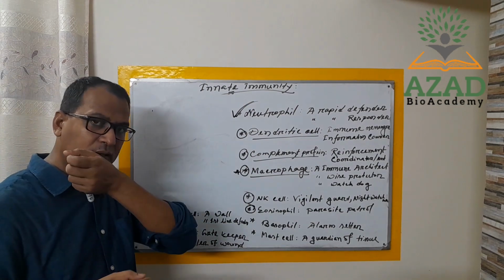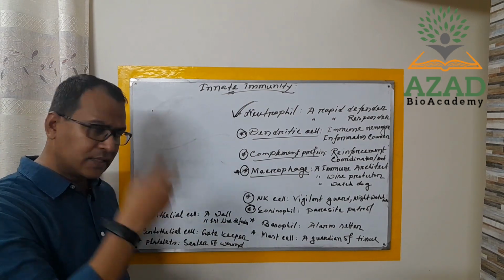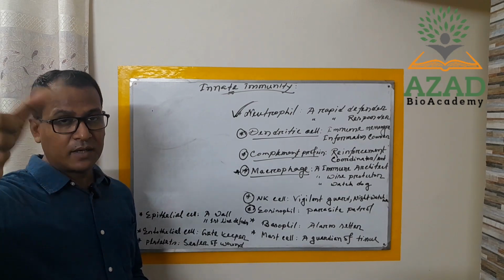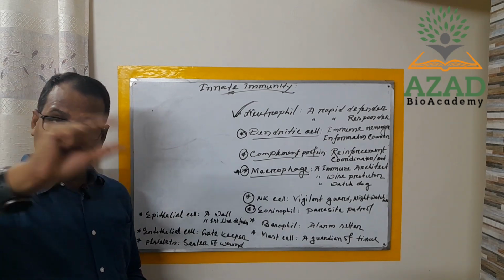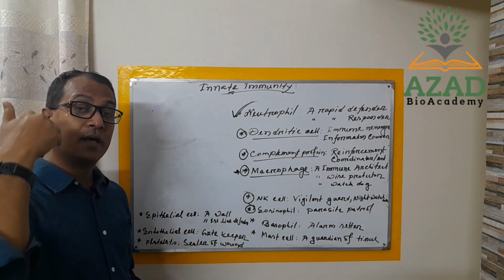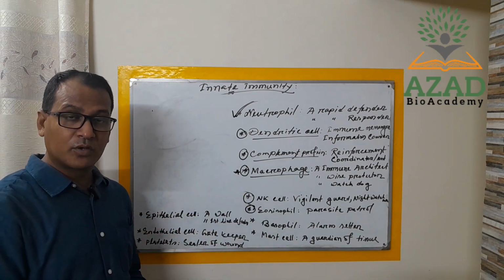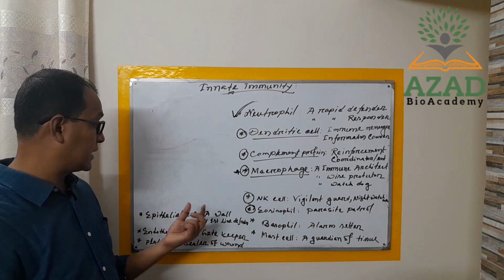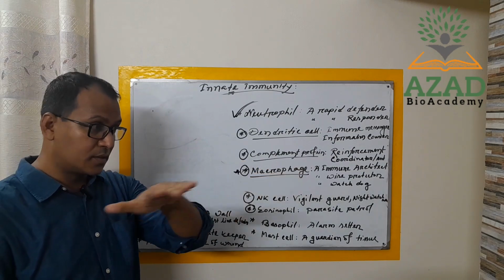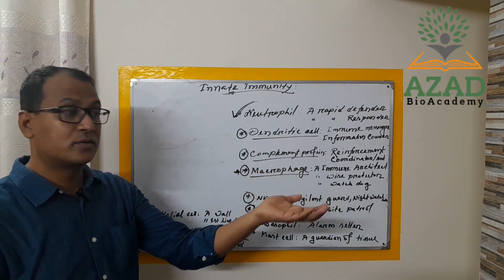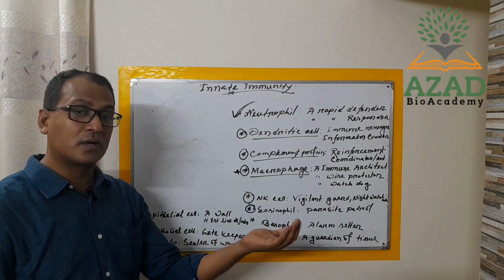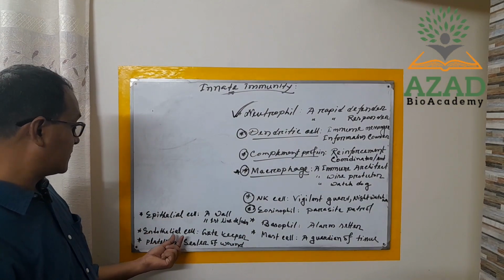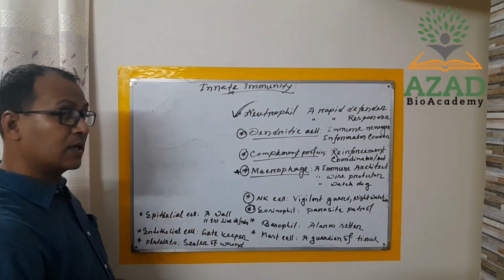Okay, next one is the epithelial cell. Epithelial cell here is basically considered the mucous membrane. The layer of the mucous membrane acts as a protective layer. So you can say this is the first line of defense. You can also say it is like a wall, a barricade that inhibits any microorganism from entering into our body. So this is the epithelial cell.